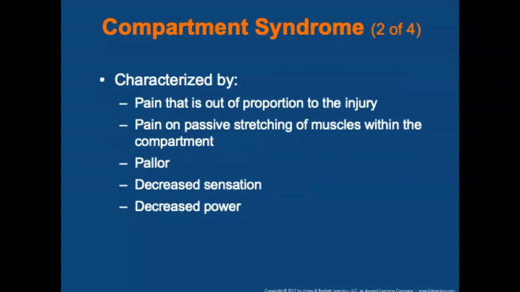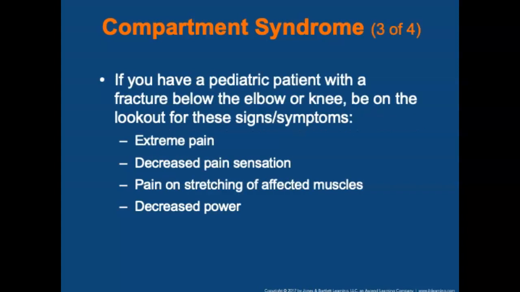This syndrome is characterized by pain that is out of proportion to the injury, and pain on passive stretching of muscle within that compartment. There could also be decreased sensation, pallor, or decreased power in that area. If you have a pediatric patient with a fracture below the elbow or the knee, be on the lookout for extreme pain, decreased sensation, pain on stretching of affected muscles, or decreased power. These are indicators that the pressure within that area has been elevated.